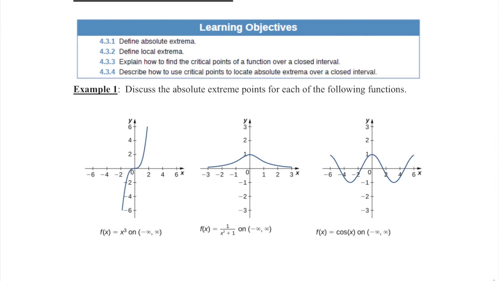In section 4.3, we're going to start looking at finding maxima and minima for functions. In this section, our focus is really going to be on finding absolute extreme points over closed intervals, but we'll start with definitions of absolute extrema or extreme points on any interval and local extreme points. We'll explain how to find the critical points of a function, and we'll define what critical points are over a closed interval. And we'll describe how to use those critical points to find the absolute extrema over a closed interval.